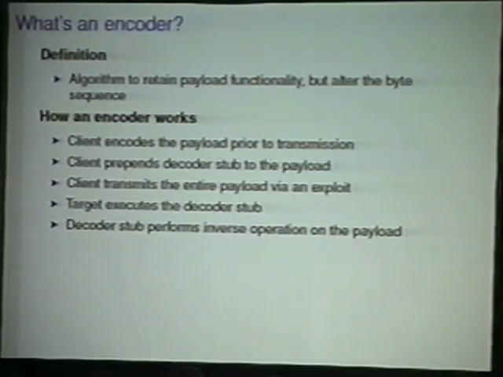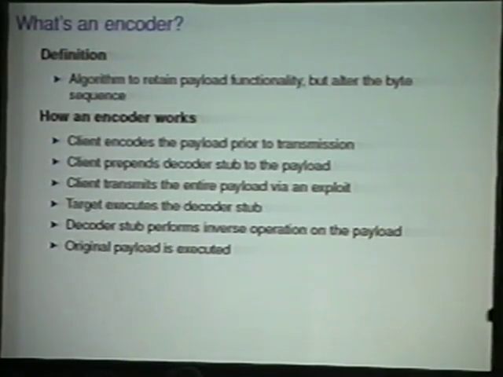So, a simple example of an encoder. We say an encoder, and then we usually say decoder stub, so usually there are two components. There's the attacker side. If you're using a framework, this is something that it's going to do for you. For example, Metasploit.